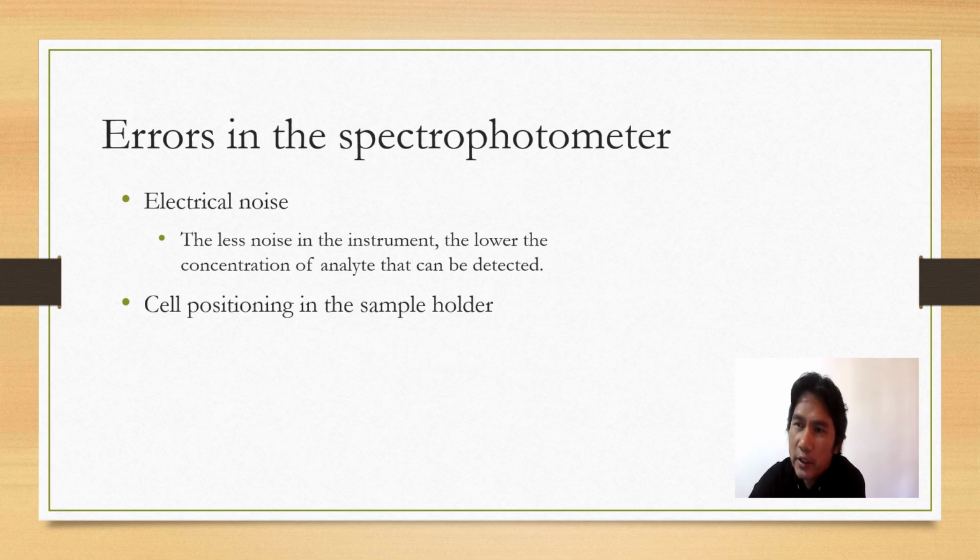Errors in the spectrophotometer may arise from the following. Okay, electrical noise. The less noise in the instrument, the lower the concentration of the analyte that can be detected. And cell positioning must also be practiced.